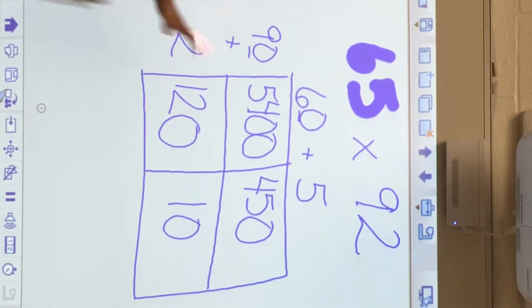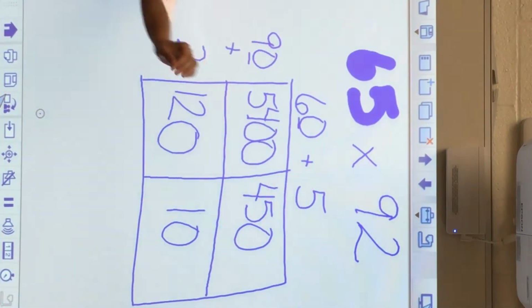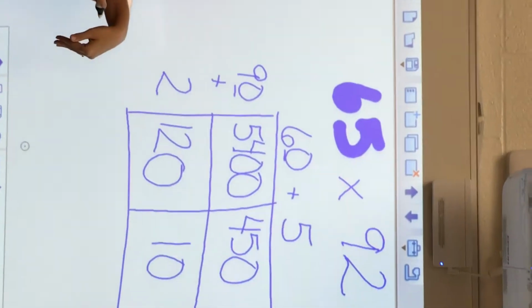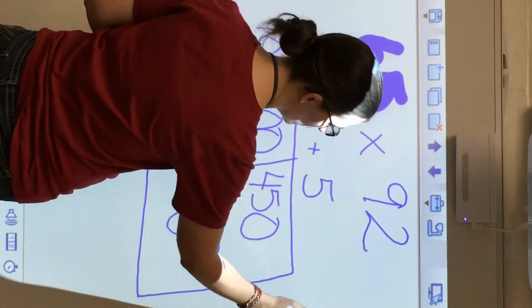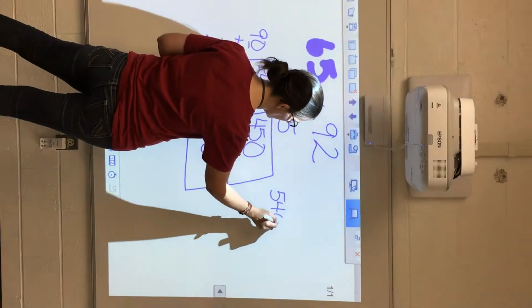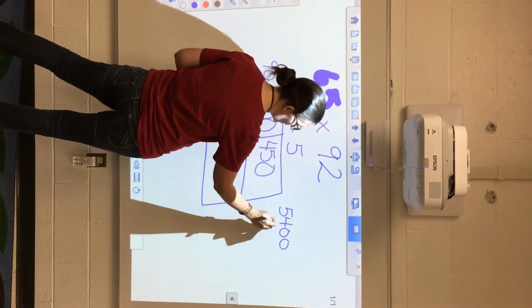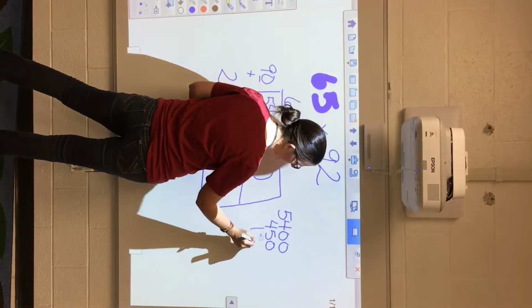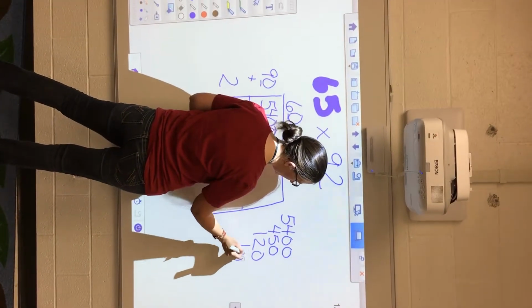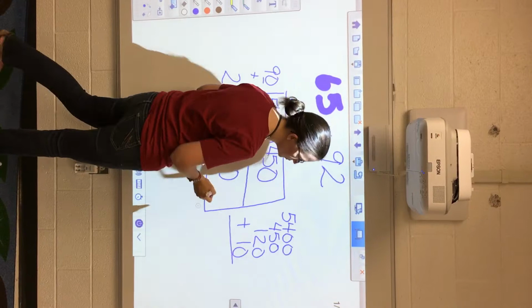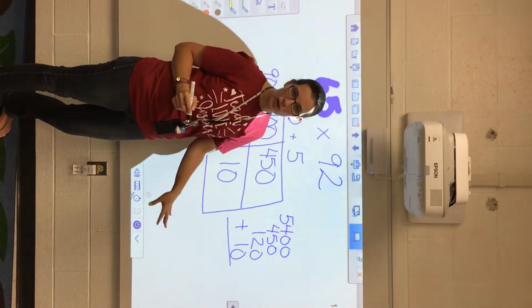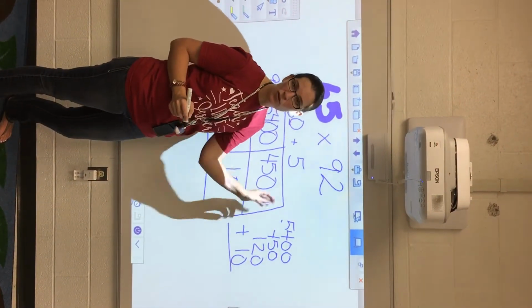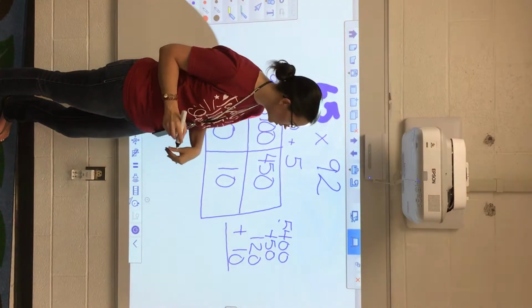Now, to get the final product of the original problem, I have to take these 4 boxes and add them together. So I'm going to take 5,400 plus 450 plus 120 plus 10. And as I told students this week, you do not have to do all 4 numbers at the same time. You can add 2 and then add to that the next answer.